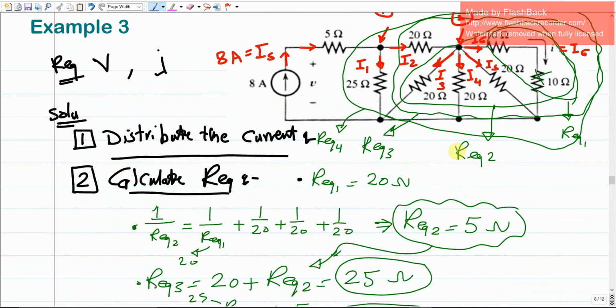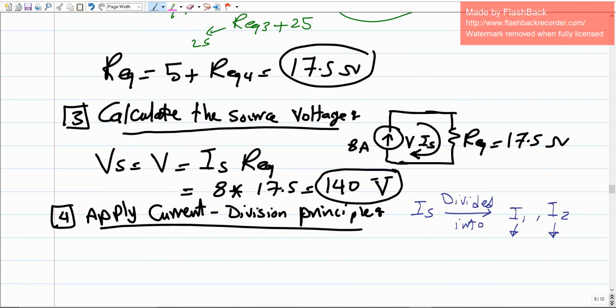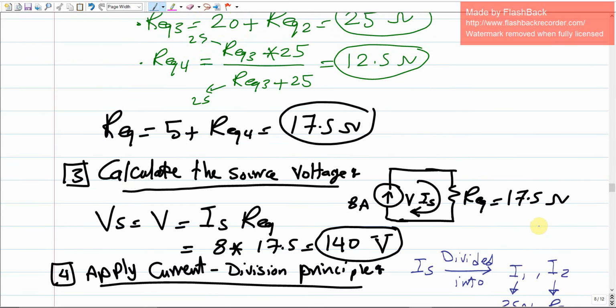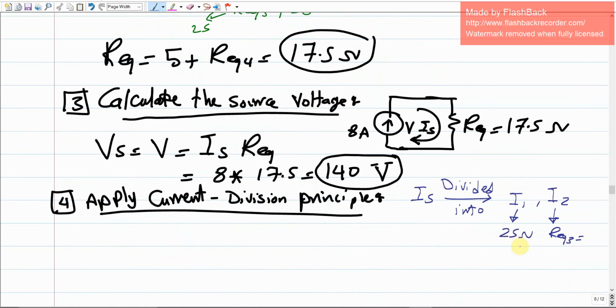I1 is going to feed only one resistance, which is the 25 ohms. But I2 is going to feed all of these resistances. So what is the equivalent of all of these resistances? We calculated it as R equivalent 3, which combines all of these resistances together. So I1 will feed only the 25 ohms, but I2 is going to feed the R equivalent 3, which we just calculated above, and we calculated it as 25 ohms. So also it's going to feed 25 ohms.